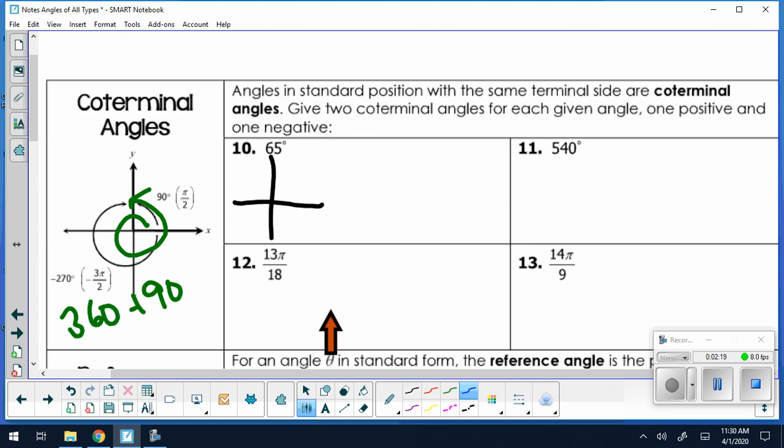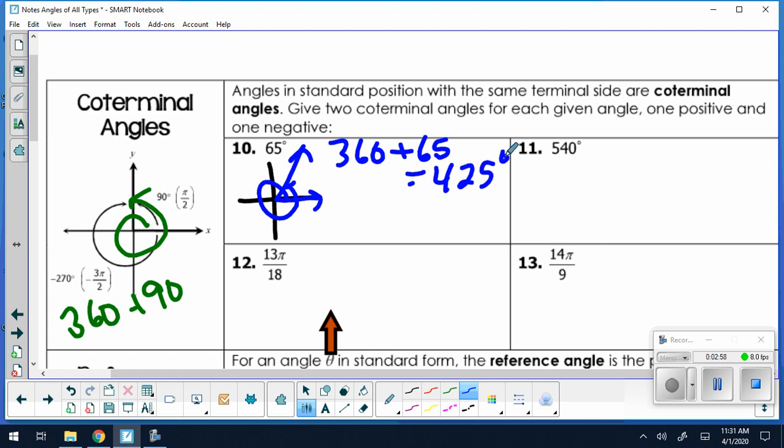You don't really have to in order to do it, but let's do it anyway. 65 is less than 90. I probably didn't draw that quite steep enough. Let's try it again. Not that it really matters. So there's my 65. Let's do the other positive one. Let's loop around once and then come back to it. So that would be 360 plus 65, which is going to give me 425.